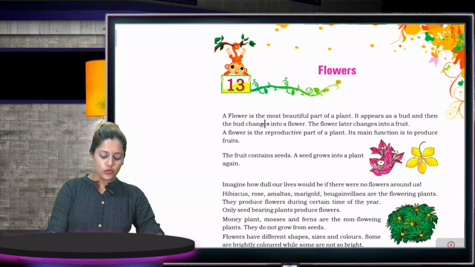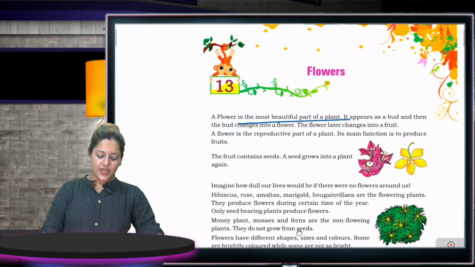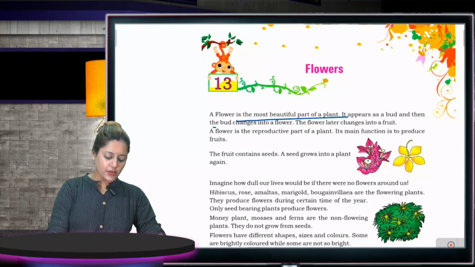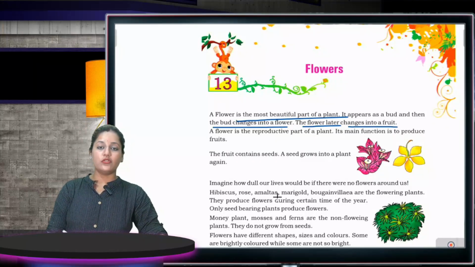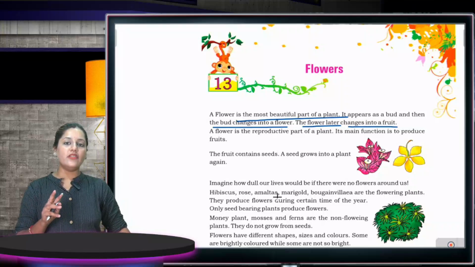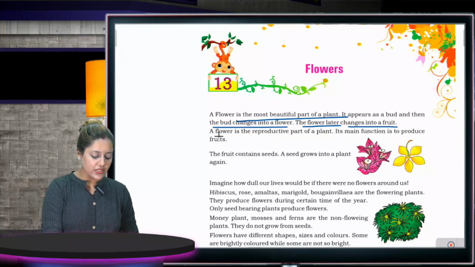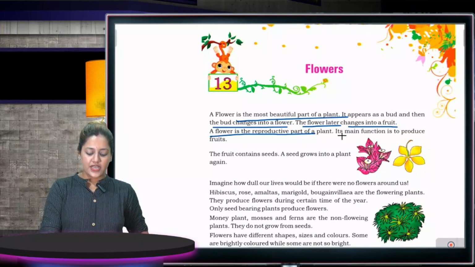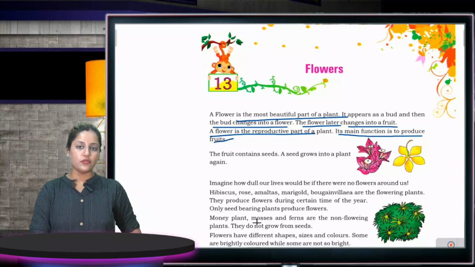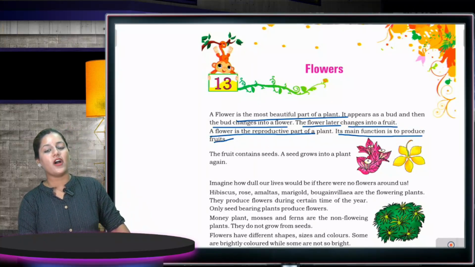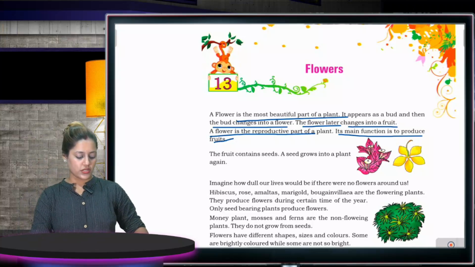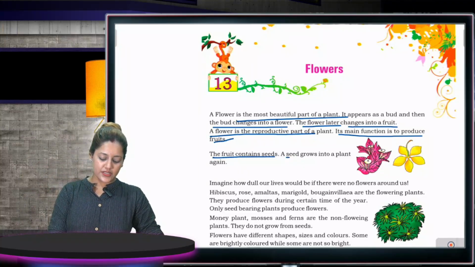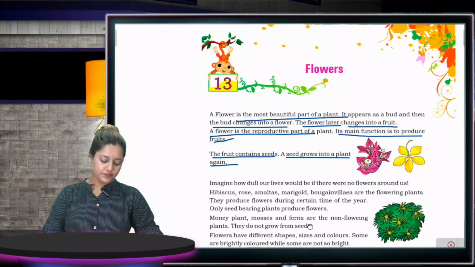A flower is the most beautiful part of the plant. It appears as a bud and then the bud changes into a flower. The flower later changes into a fruit. So first a bud, then flower, then fruit. A flower is the reproductive part of a plant. Its main function is to produce fruits. So flower is the reproductive part. Why? Because it produces fruits. The fruit contains seeds, and the seeds grow into a plant again.